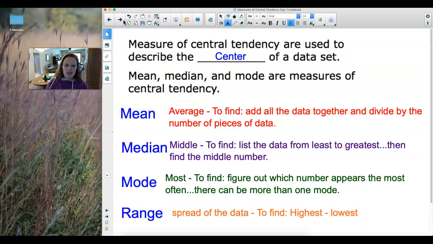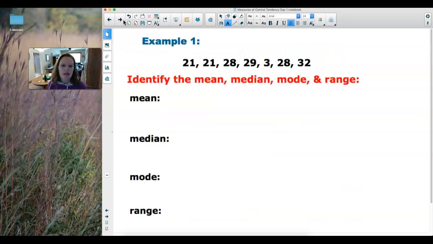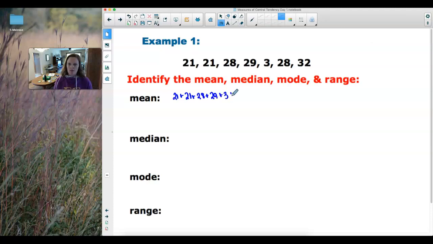Okay, so let's practice this once with a set of data. We have this set of data: 21, 21, 28, 29, 3, 28, and 32. To find the mean, we need to add all these numbers together. So you're going to do 21 plus 21 plus 28 plus 29 plus 3 plus 28 plus 32 and get that answer. I did this ahead of time, so I don't know that off the top of my head, but it is 162. Use your calculator, be careful punching the numbers in.